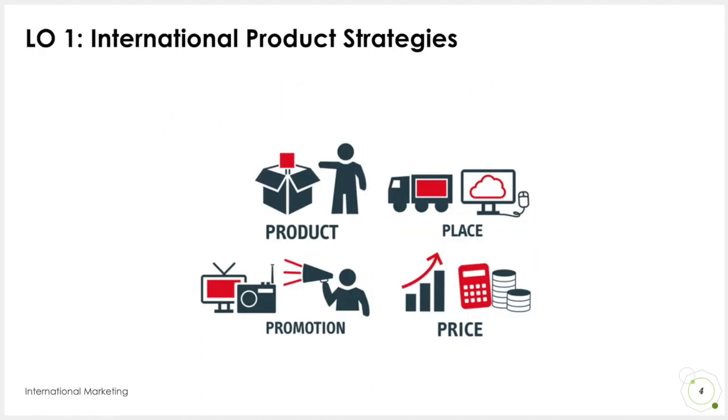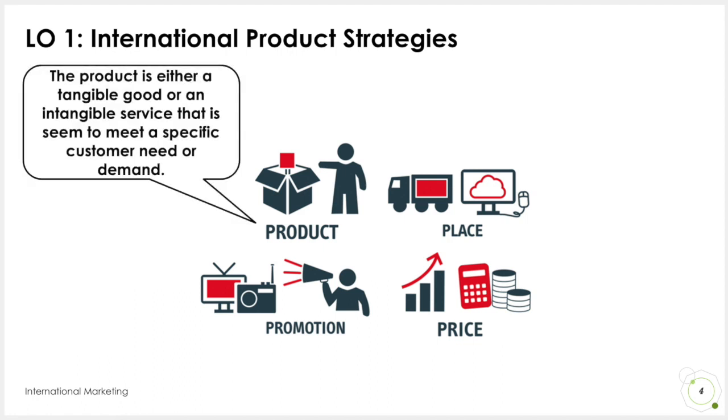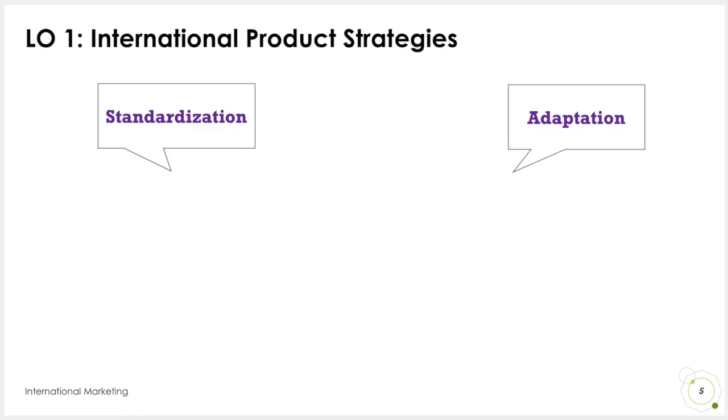Now, we will start with the first P under the 4 P's, which is product. The product is either a tangible good or an intangible service that is seen to meet a specific customer need or demand. When a company decides to go international, managers have many options when it comes to either standardizing or adapting their product. Before we proceed further, let's see what standardization and adaptation are.